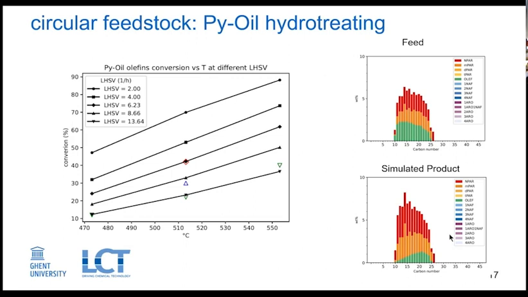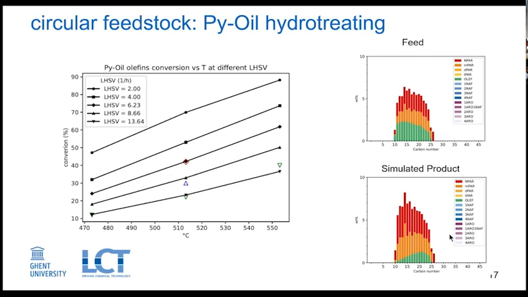This is the feedstock of the pyrolysis oil that we were processing. In the x-axis, you see the carbon number. In the y-axis, the weight percent. In red, paraffins, in orange, monoparaffins, and in green, olefins. We see that an important amount of olefins are present in the feed, and then this is how it's possible to see how the olefins are reduced by hydrotreating. This is a simulated case.